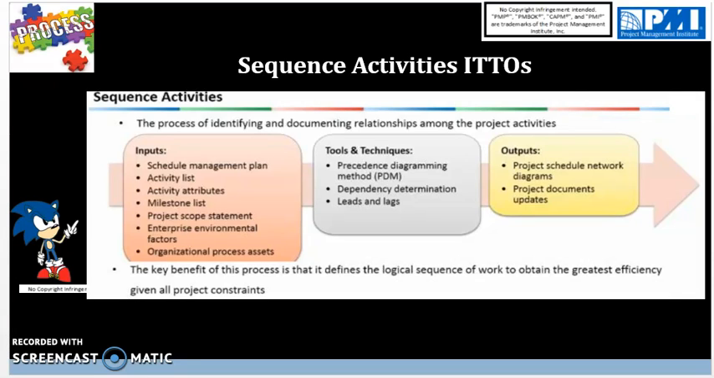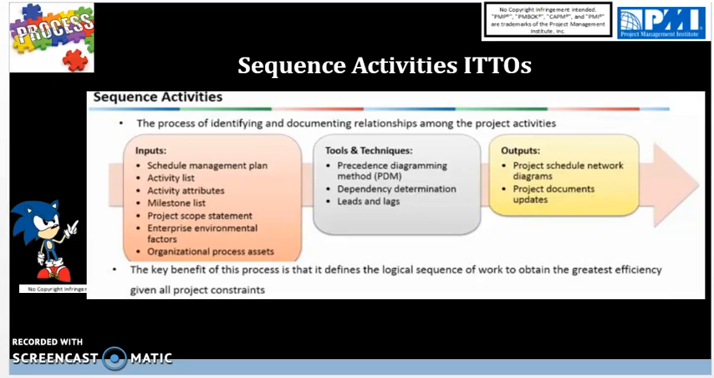Also, we need to talk about the dependency determinations. This could be in the form of discretionary, internal, mandatory, or external dependencies, and then leads and lags as tools and techniques. Also, in tools and techniques for the precedence diagramming method, we have 4 types of relationships: finish to start, finish to finish, start to finish, and start to start. We will discuss these further in a future slide coming up.